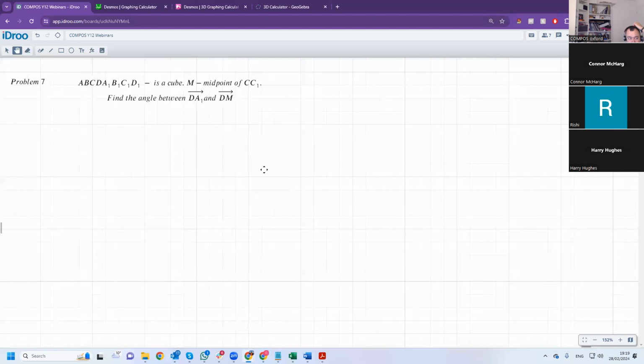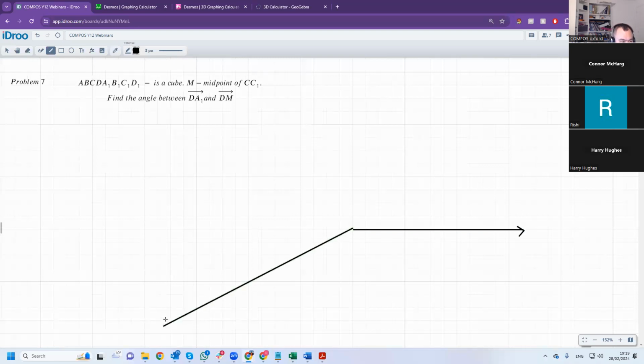ABCDA1B1C1D1 is a cube, and M is the midpoint of CC1. Find the angle between DA1 and DM. Well, it always comes down to drawing a decent diagram. So let's see what we can do here. The standard way of writing is that this is the x-axis, this is the y-axis, and this is the z-axis. This is a really good practice.